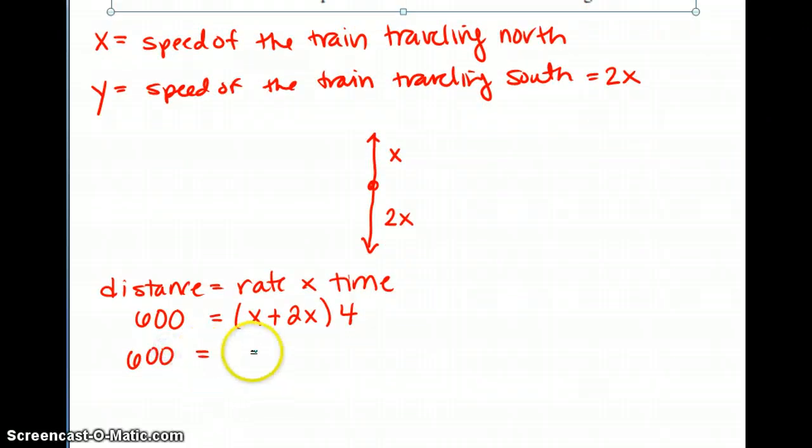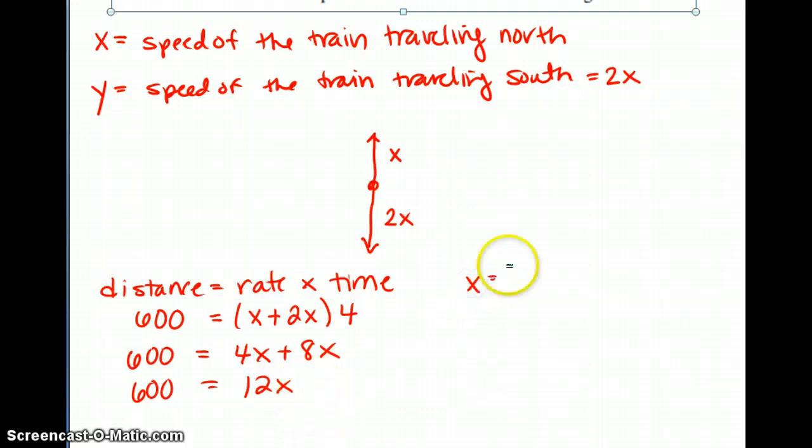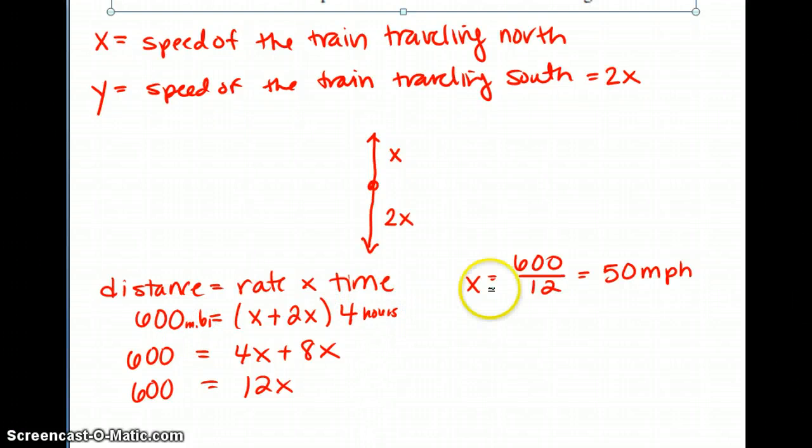So 600 equals 4x plus 8x. You could distribute first, or you could just combine like terms, so you get 12x. You're going to get x equals 600 divided by 12, and you will find out that that is 50 miles per hour. How do I know it's miles per hour? Because we were traveling 600 miles, and this was 4 hours. So that's the speed of the train moving north. The speed of the train moving south would then be 2 times 50, so that train's going 100 miles per hour.